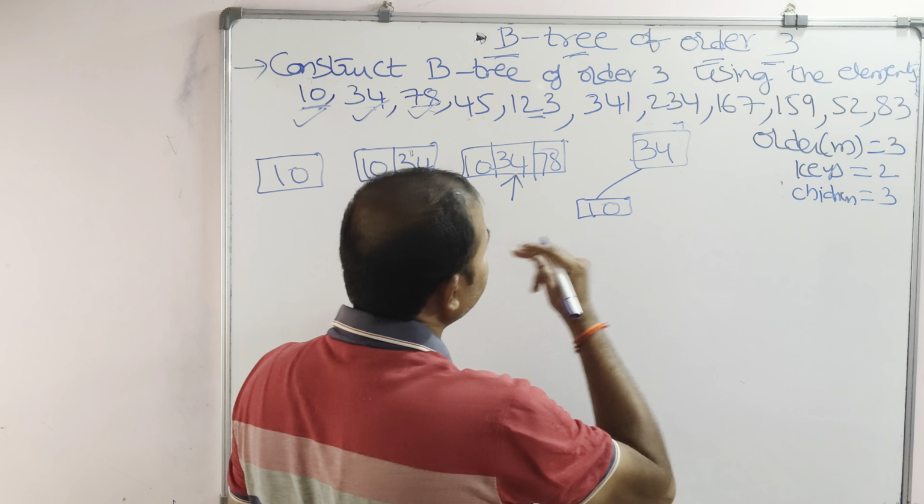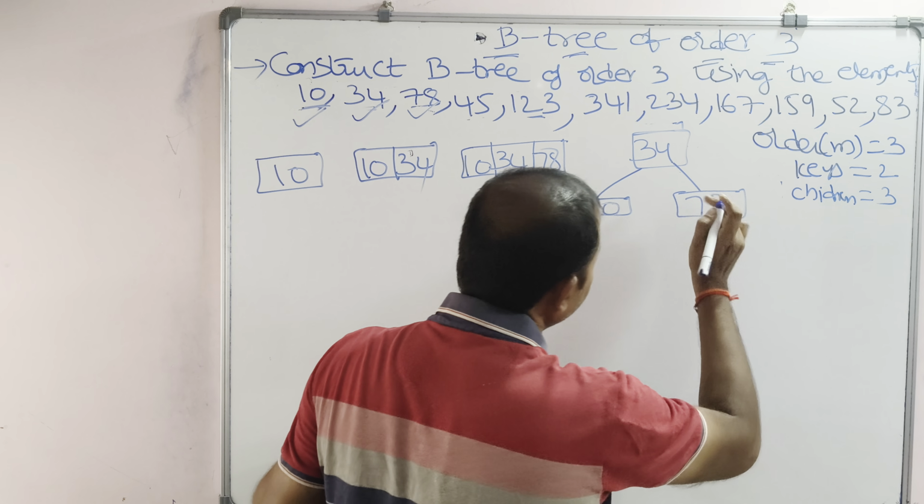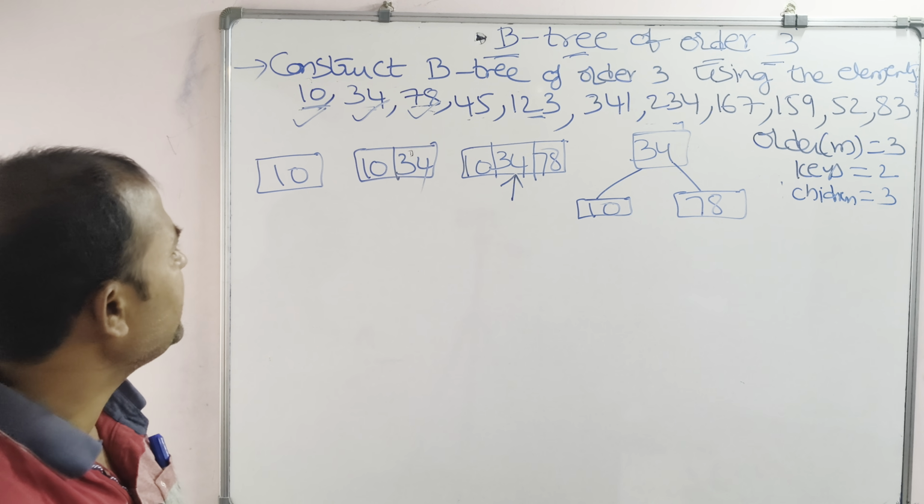Next here we have 78. 78 is greater than 34, so it becomes the right child, whereas 10 is less than 34, so it becomes the left child.